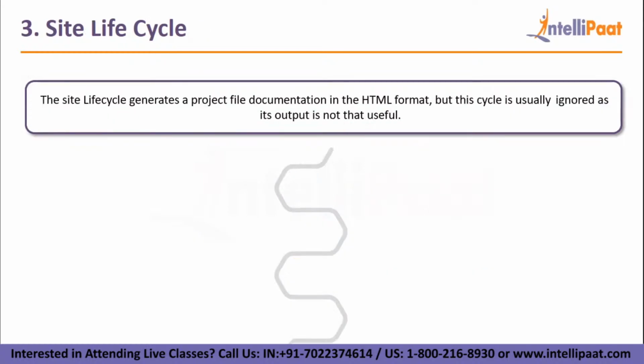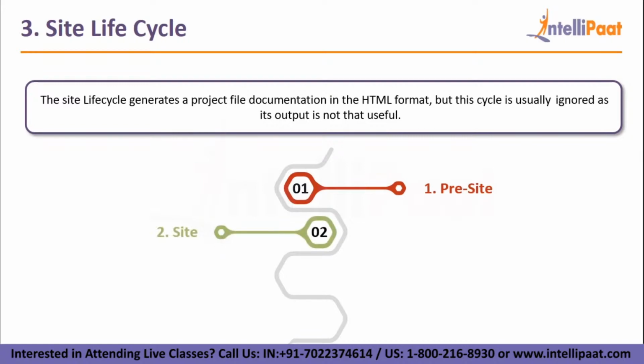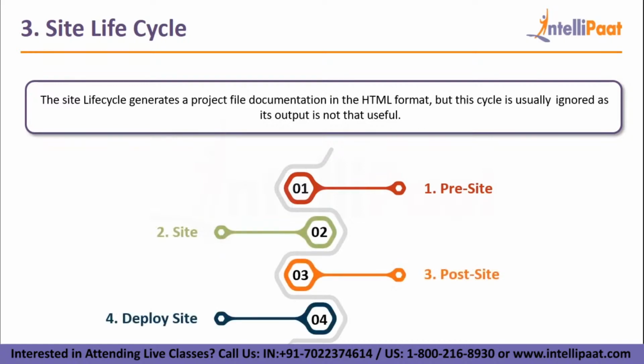Site life cycle. This life cycle has four phases in total: the pre-site phase, the site phase, the post-site phase, and the deploy site phase. The site life cycle generates project documentation in the HTML format, but this cycle is usually ignored as its output is not that useful. It creates a report by understanding the dependencies, but the output is nowhere useful, so it's not often used in organizations.